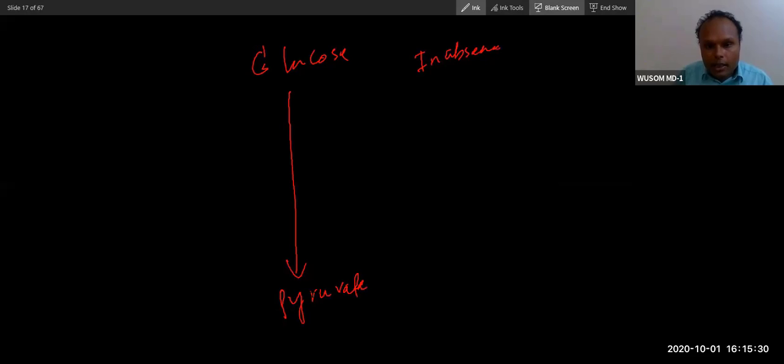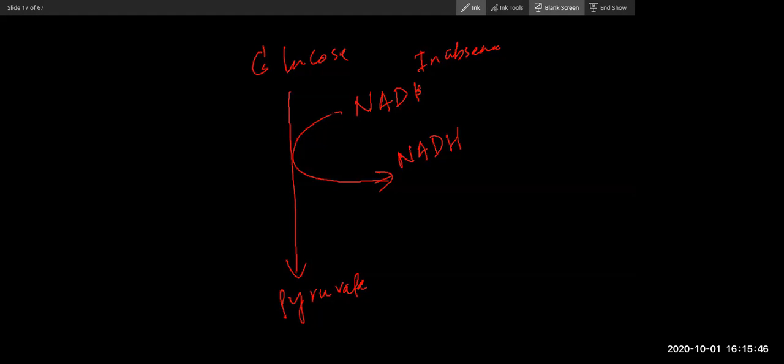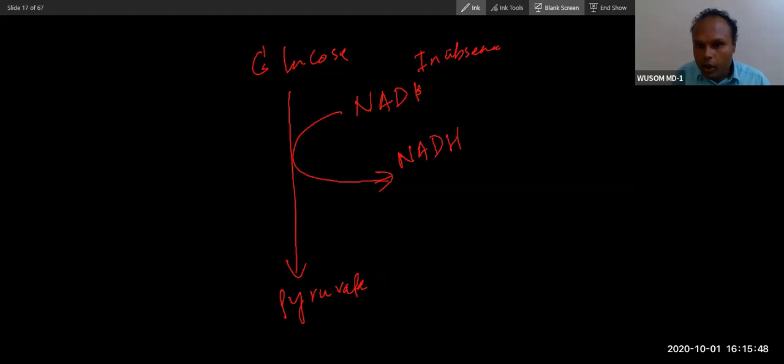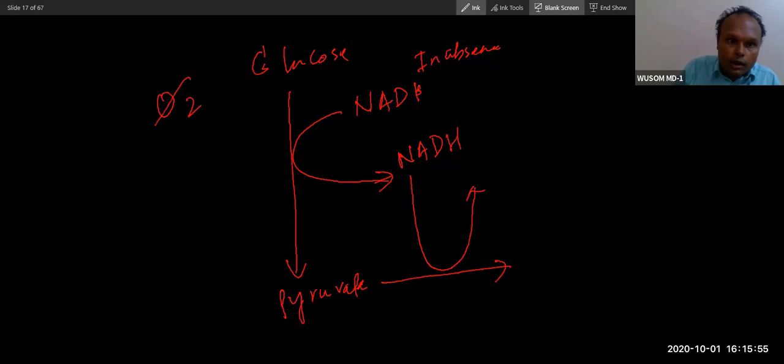The NADH produced at one place, actually 2 NADH are produced per glucose, one per pyruvate, will be utilized when there is no oxygen. This NADH will convert into NAD, and in that process, what is produced is lactate.